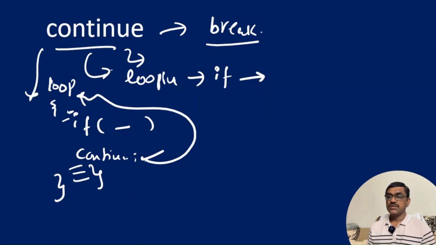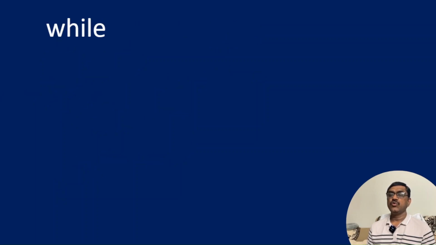I think it is understood to you, right? So this is about the goto statement, break, and continue. After this, we are going to discuss the looping statements.